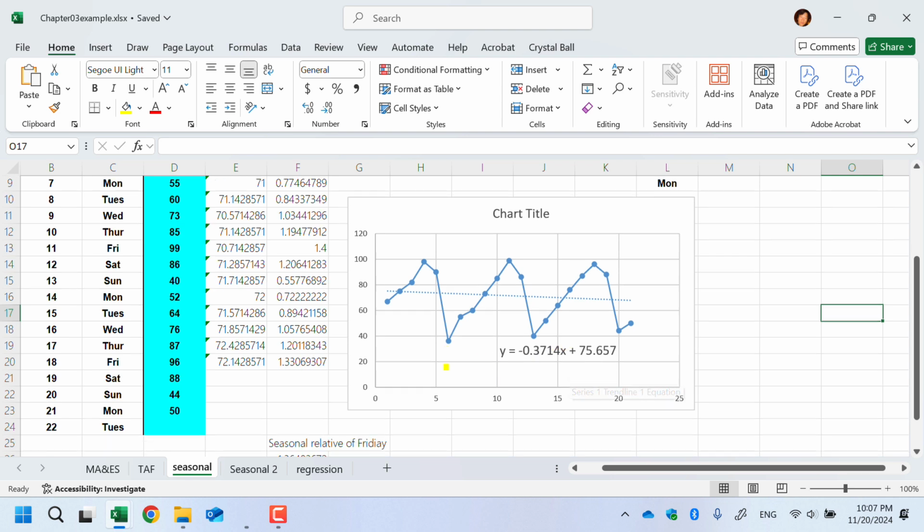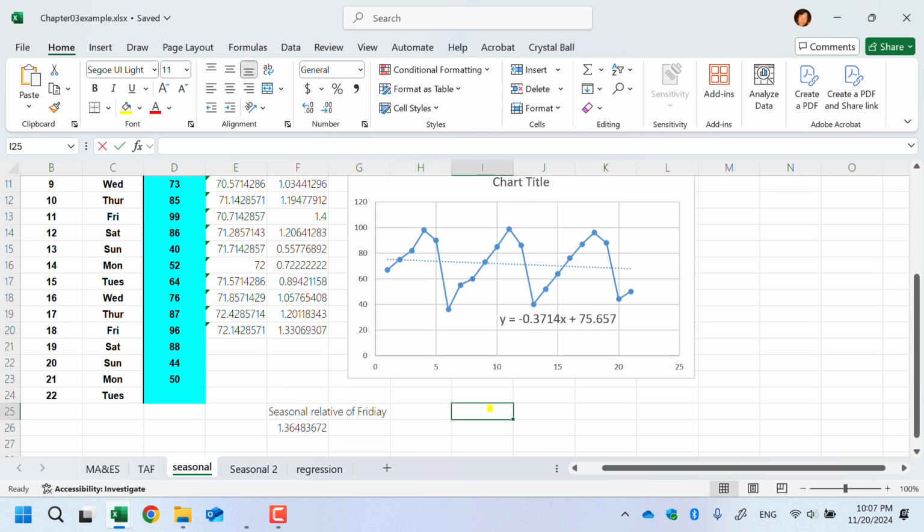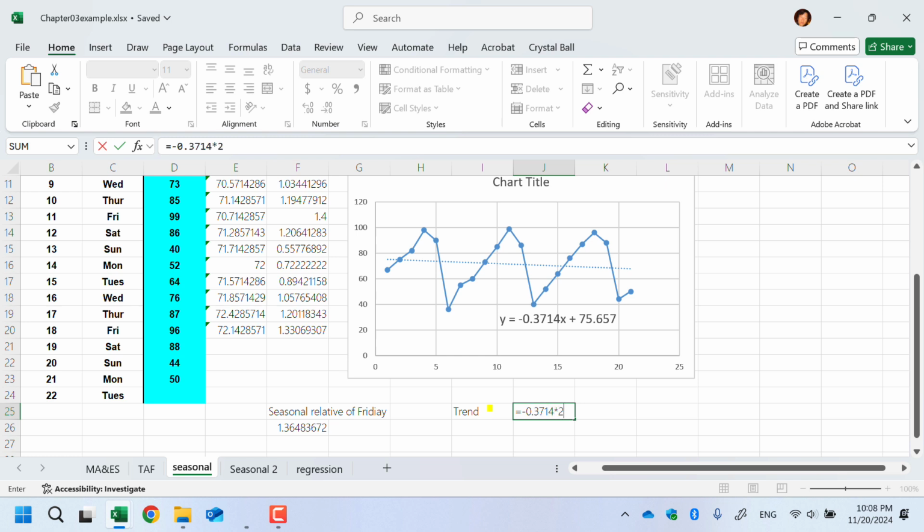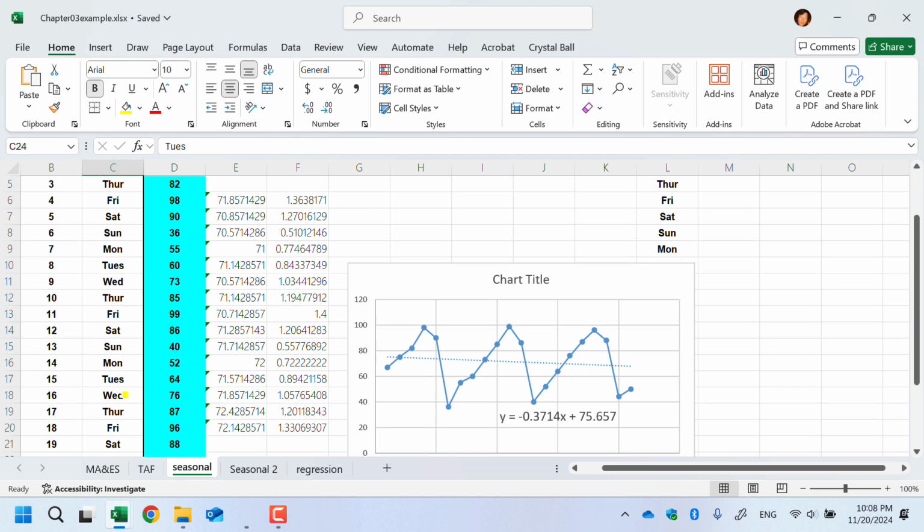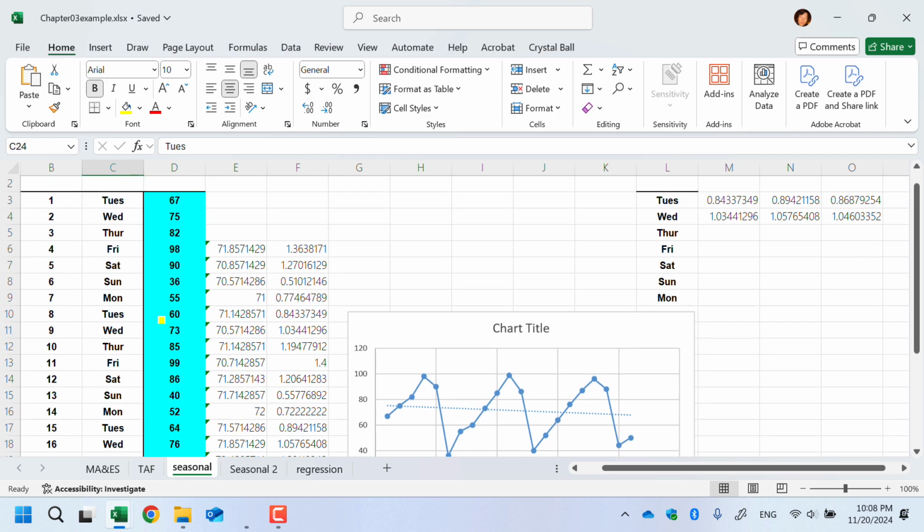If you plug into the 22 by trend, I can forecast is the minus 0.3 plus 75.657, right? By trend, next point will be 67, but that is a trend. It's ignoring the seasonality. But by seasonality, this is a Tuesday. Next one is Tuesday. We can collect the Tuesday effect.